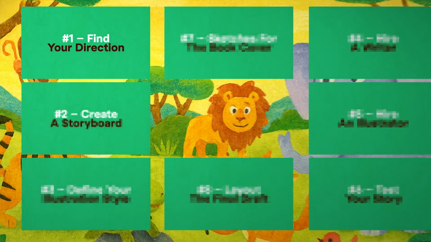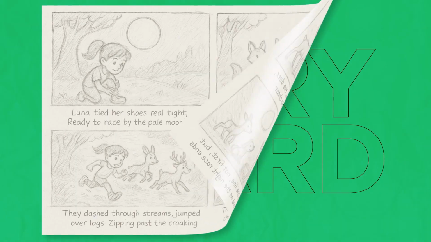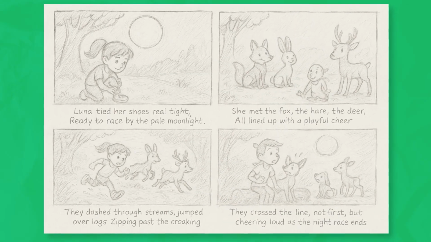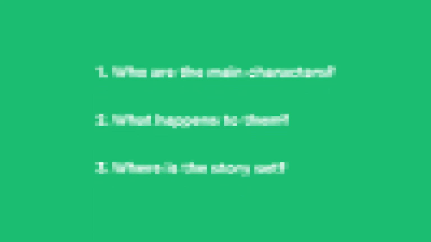This is where a storyboard comes in. Now, a storyboard is a simple way to map out your entire story, page by page. It helps you figure out what's happening in each scene and gives your writer or illustrator a clear direction to follow. To start building yours, you can ask yourself a few things.